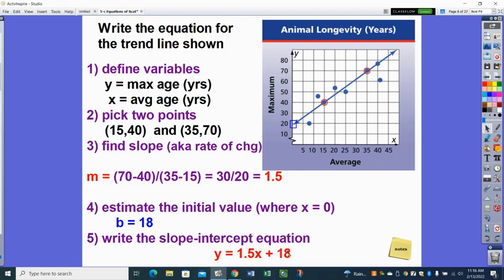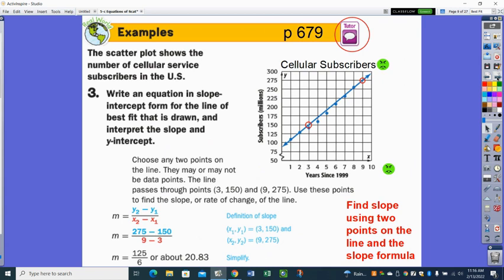And now you could say, well, what if an animal lived an average of 50 years? And if you put the 50 in, multiply it by 1.5, add it to 18, that would give you an idea of what the maximum longevity would be of that animal. So you can use your equation like we did a minute ago with the studying.